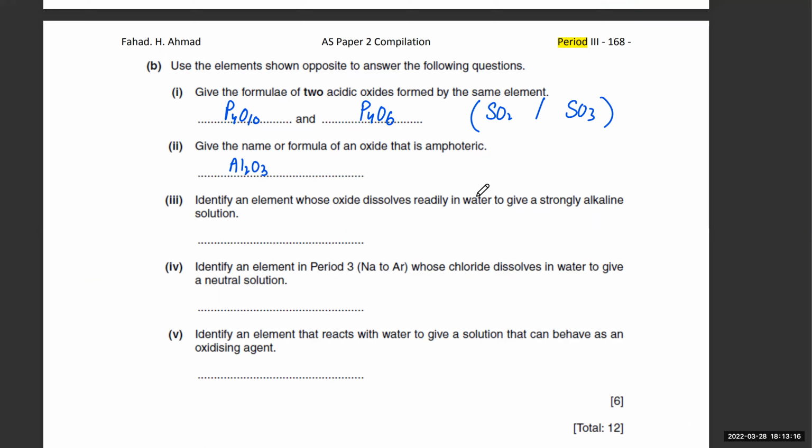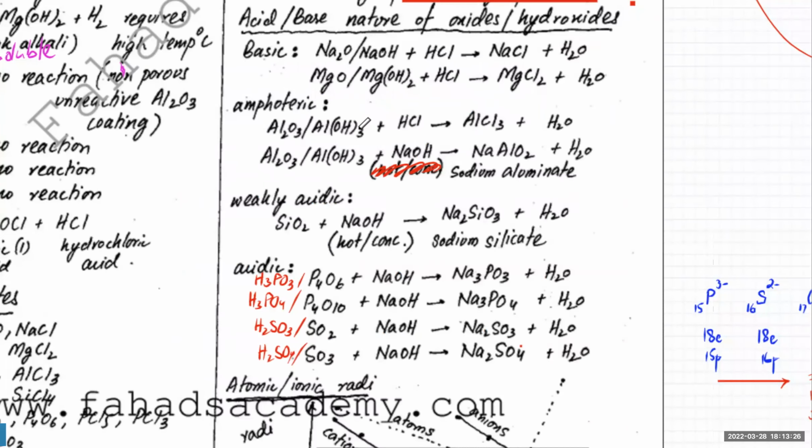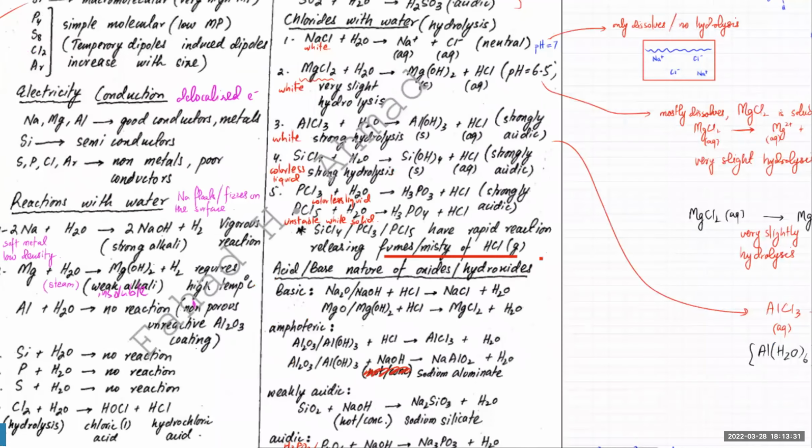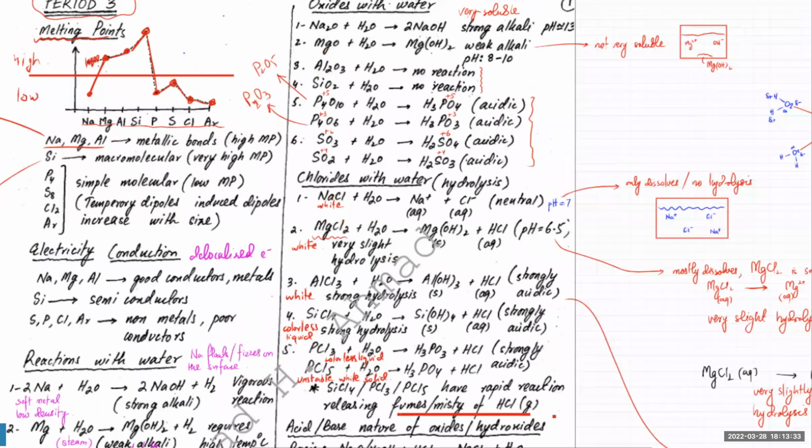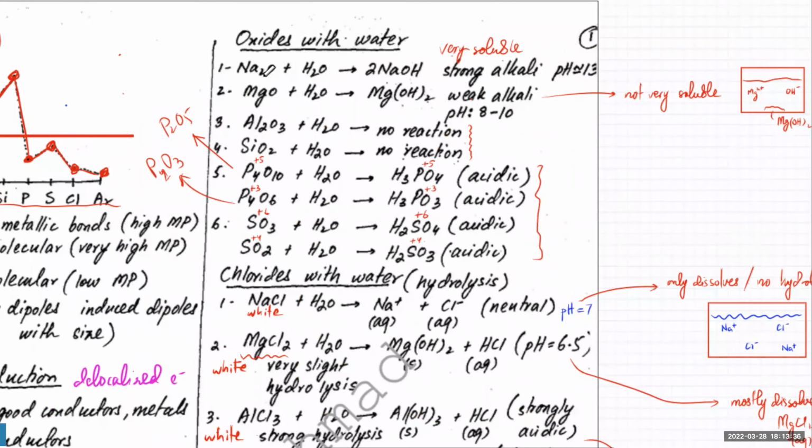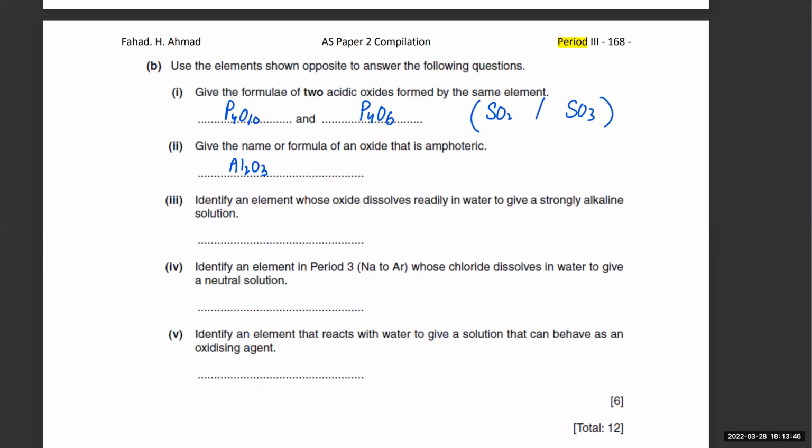Identify an element whose oxide dissolves readily in water to give a strongly alkaline solution. So an oxide dissolving in water to form a strongly alkaline solution. So that one is a basic oxide. It's probably going to be this one. The reaction is also given above, because I think the first two are strongly basic. Not this one. This one is not strongly basic because it's not very soluble. But the first one is very soluble. So that is strongly alkaline. So you just have to name the element: sodium.